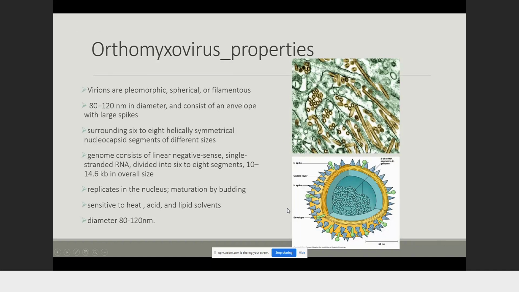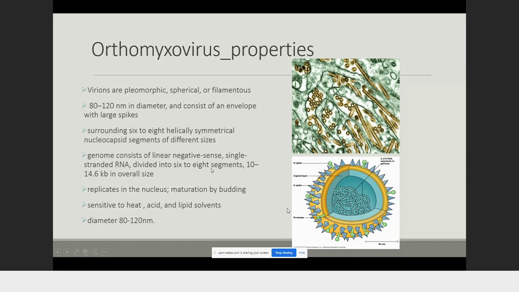Okay, the variants of orthomyxovirus are pleomorphic, meaning it has many shapes. Sometimes it is filamentous, like this, sometimes it is spherical in shape. It depends. The shape might be different due to the stage of the viral replication in the cells. The diameter is about 80 to 120 nanometers, and it consists of an envelope with large spikes.